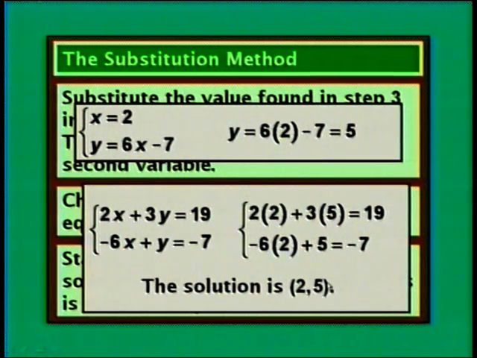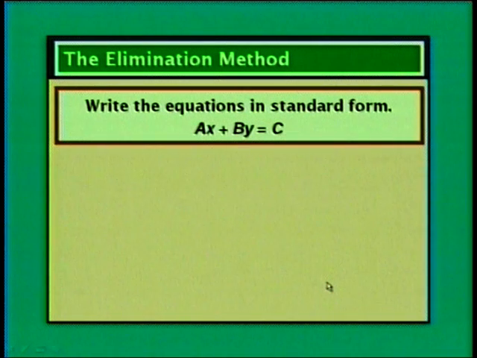The other algebraic method that we talked about that involved manipulating symbols was the elimination method. The first thing we do with the elimination method is we write the equations in standard form, ax + by = c.